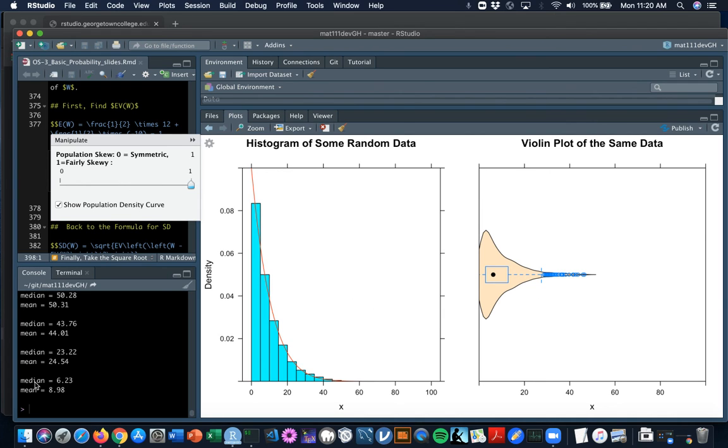And look at the difference between the median and the mean. The median's at 6.23 and the mean is at 8.98. It's like 1.5 times as big as the median. The mean has really been dragged up towards that tail.